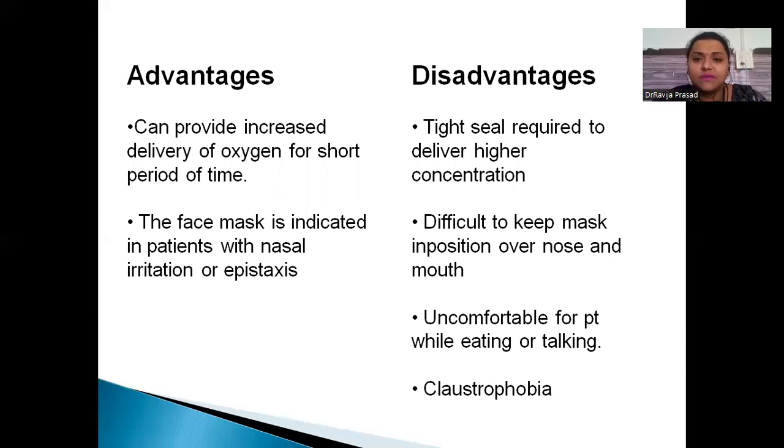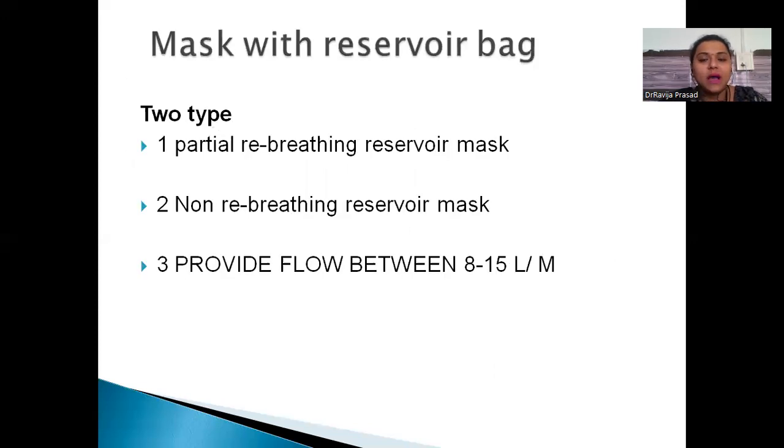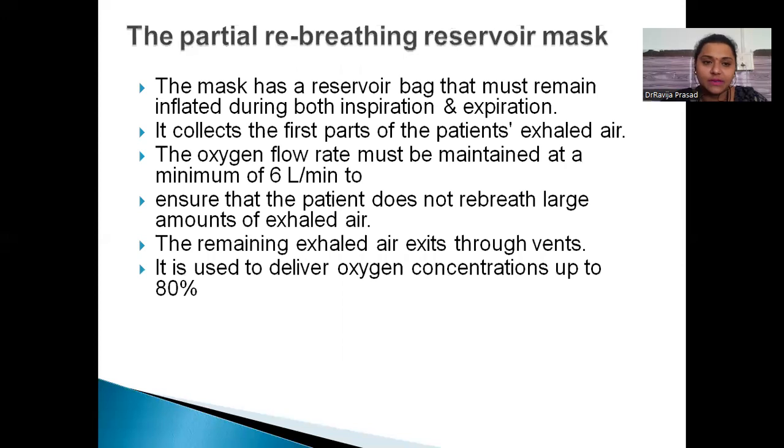The disadvantages of the face mask are the tight seal required to deliver high concentration oxygen, difficulty keeping the mask in position over the nose and mouth, discomfort for the patient while eating or talking, and claustrophobia. Mask with reservoir bag. There are two types: one, the partial rebreathing reservoir mask, and second, the non-rebreathing reservoir mask, provided at a flow between 8 to 15 liters per minute.